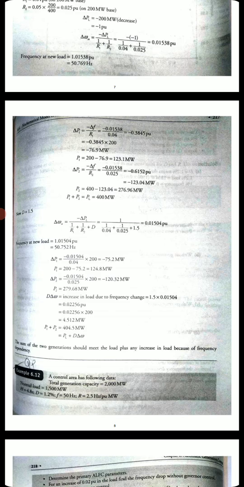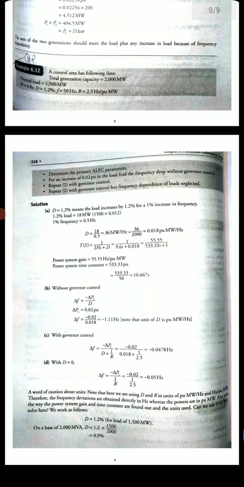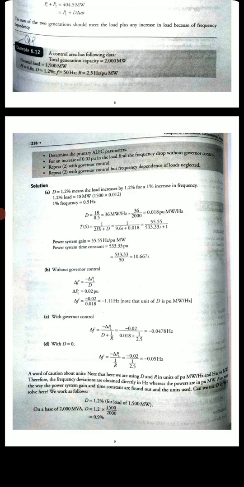Determine the primary ALFC parameters for an increase of 0.02 per unit in the load. Find the frequency drop without the governor model, and repeat with the governor control, and repeat with the governor control but the frequency dependence of the load neglected. Four things are given. First thing is what?